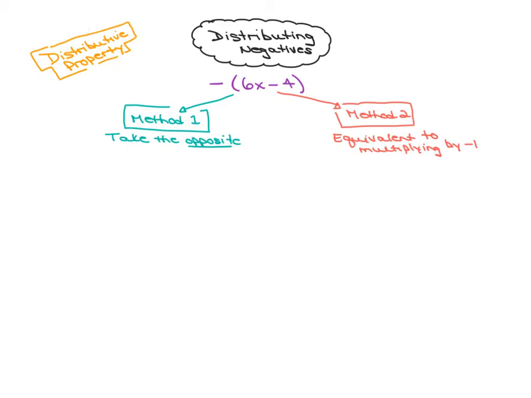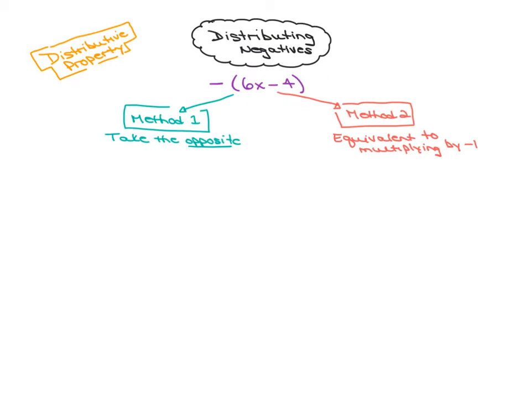The long title for this property is the distributive property of multiplication and division over addition and subtraction, but we'll typically just call it the distributive property. We're going to look at a couple nuanced situations in this video. The first is distributing negatives, and the second is distributing division. So let's start with distributing negatives like this example.